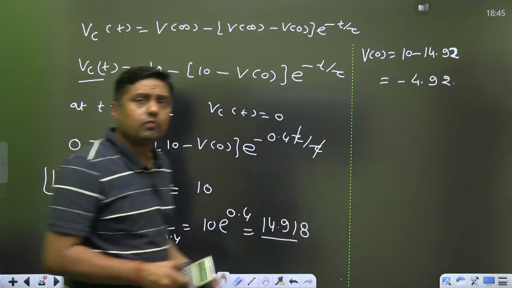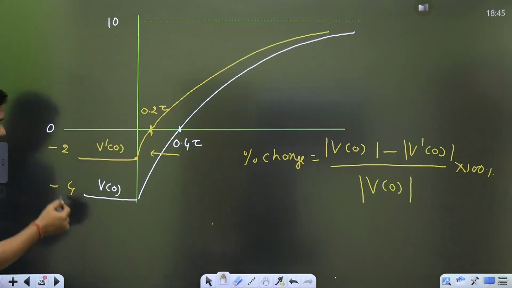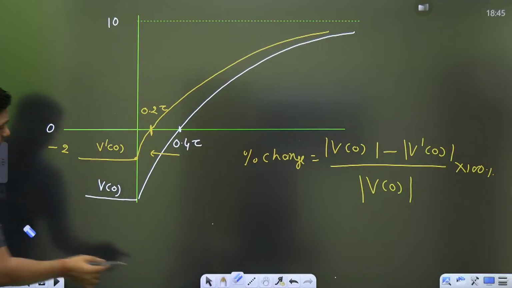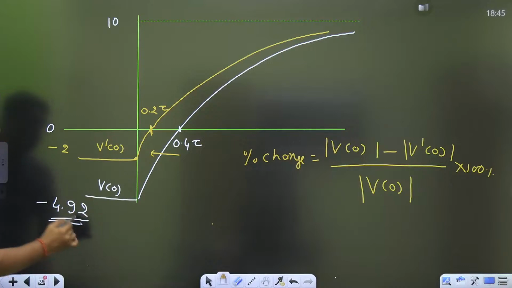Definitely it is a negative value because it will start from this point. The initial value is negative. I just gave 4 as an example, but it is 4.92. Okay, no problem. Now we have the exact value, 4.92. So this is the value.